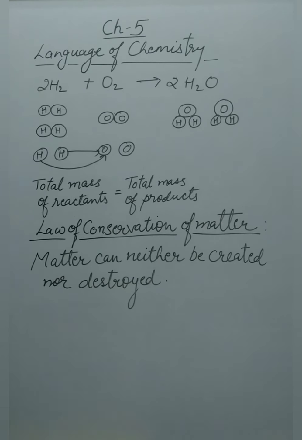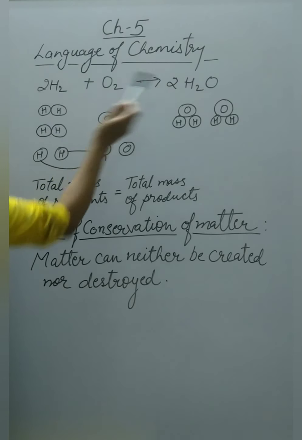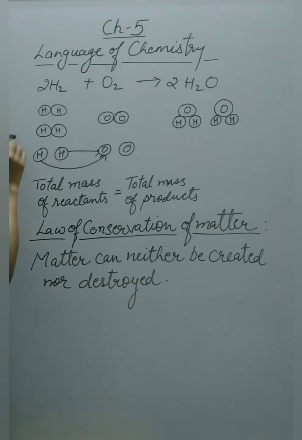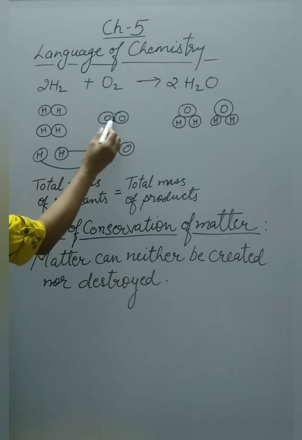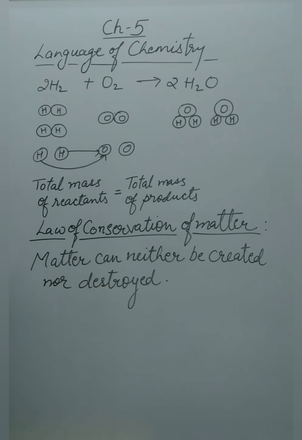Now let us try to understand what actually happens when a chemical reaction is taking place. Let us look at the chemical reaction where hydrogen combines with oxygen to form water. If we look at the atomic structure of these reactants, we will see that hydrogen has two hydrogen atoms bonded to each other. That is one molecule of hydrogen. This is another molecule of hydrogen where two hydrogen atoms are bonded to each other. Similarly, in the case of oxygen, two oxygen atoms are bonded to each other to form an oxygen molecule.